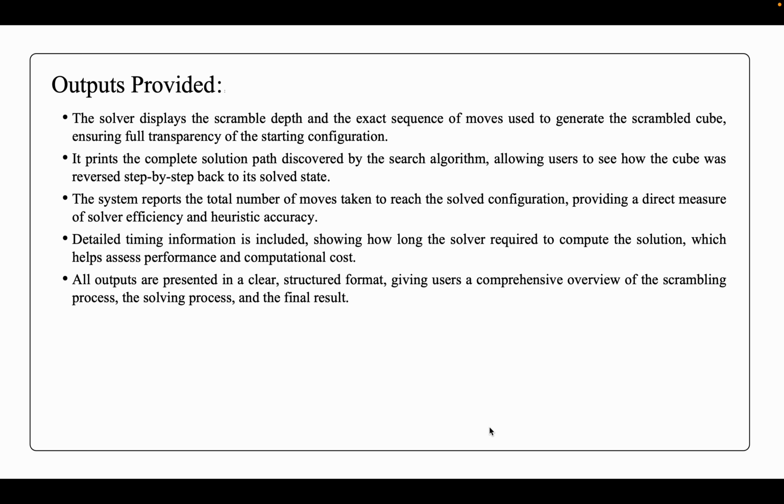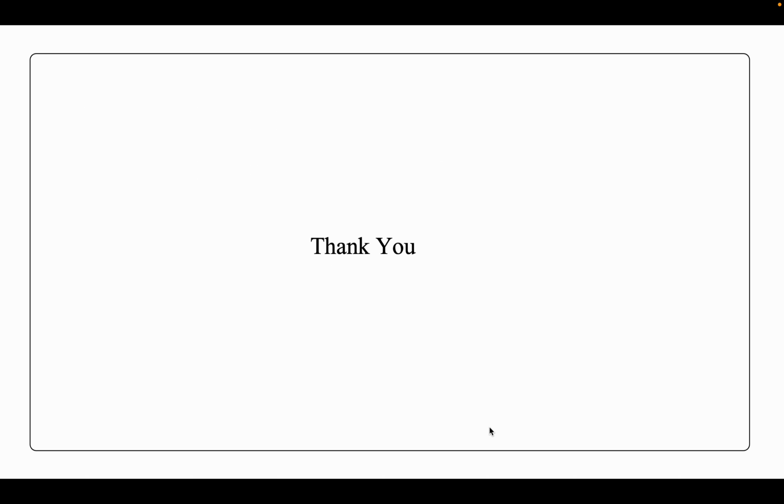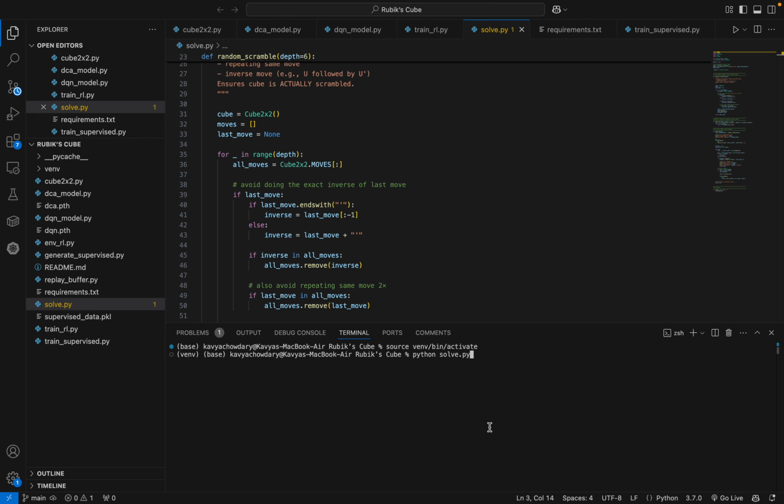Overall, our hybrid system solves the 2x2x2 Rubik's Cube by combining supervised learning, reinforcement learning, and heuristic search. It learns from the data, improves move quality with RL, and uses the predictions to guide the search. In simple terms, the code works like this. We install the required libraries, generate training data, train the supervised model, train the reinforcement learning agent, and finally run the solver, which prints the scramble and also the solution path.